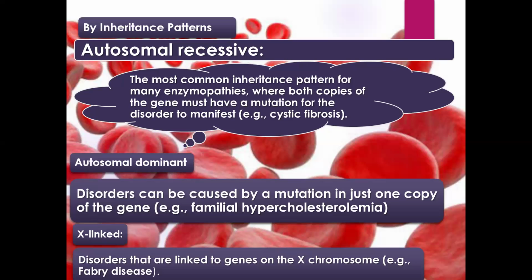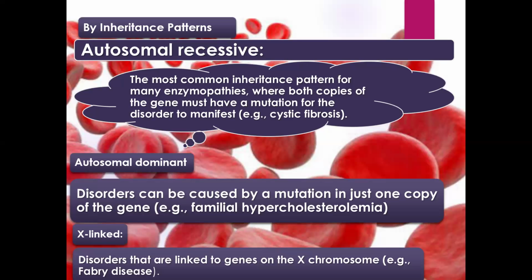But once you inherit a defective or altered gene from both your father and your mother, then you come down with that. That's known as autosomal recessive. But for autosomal dominant, you only need one copy of the gene, from either of your parents, either the father or the mother. And once you have it, you must come down with that condition.